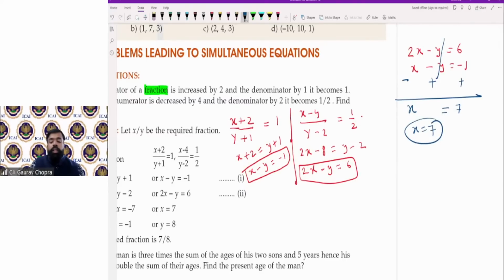Now substitute in any of the equation. So 7 minus y equal to minus 1. So it will become 8. Value of y is equal to 8. So in this way, you are getting value of x and y. So the final fraction is x upon y. So 7 upon 8 is the final answer.